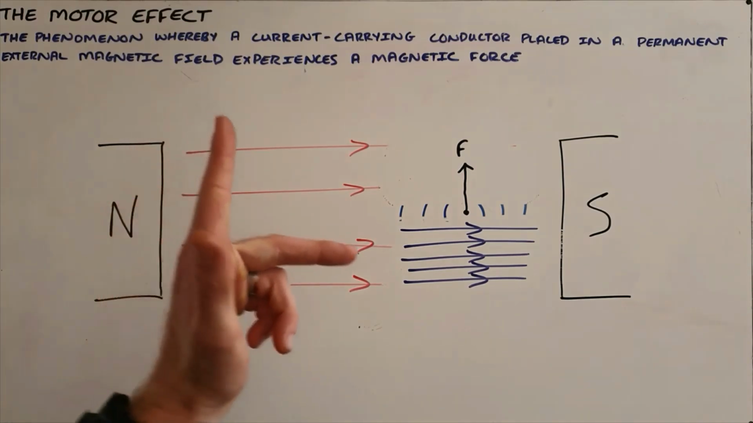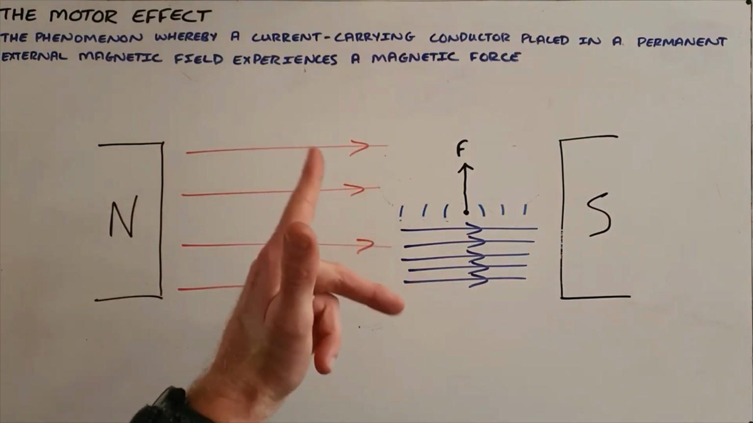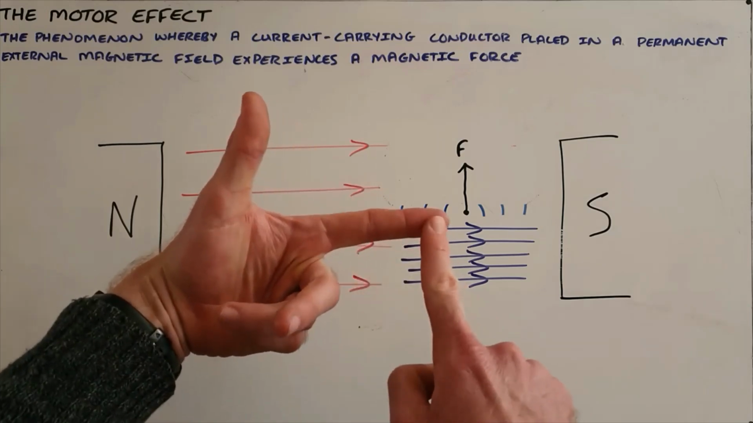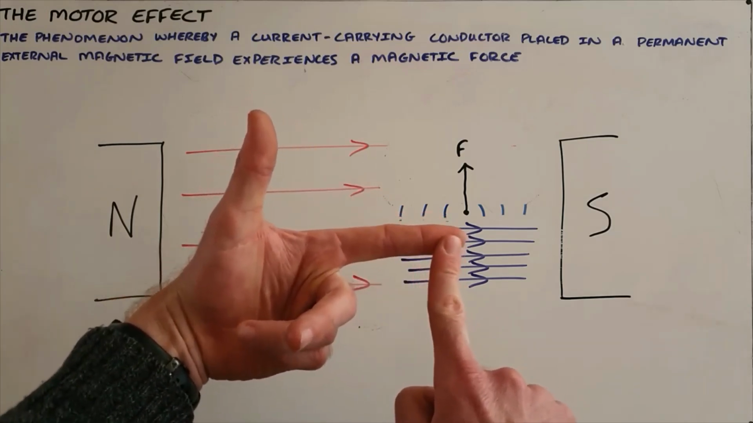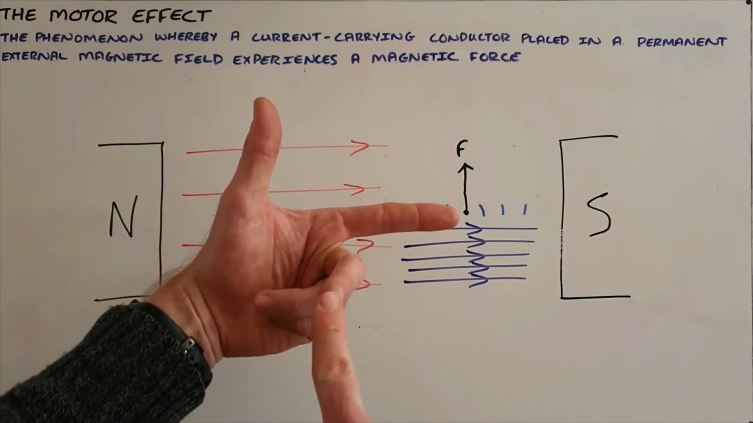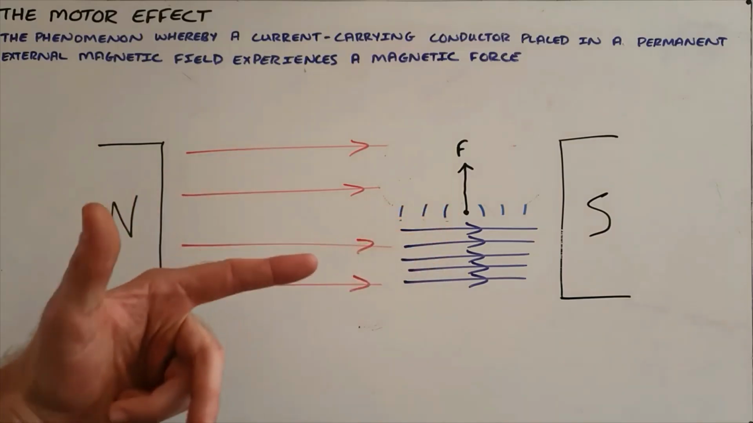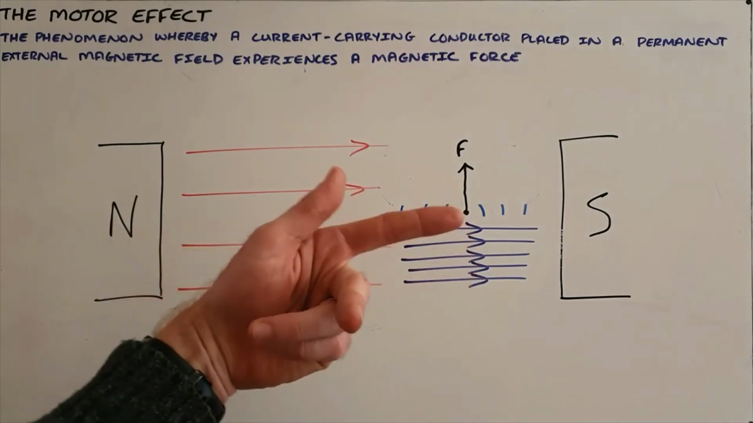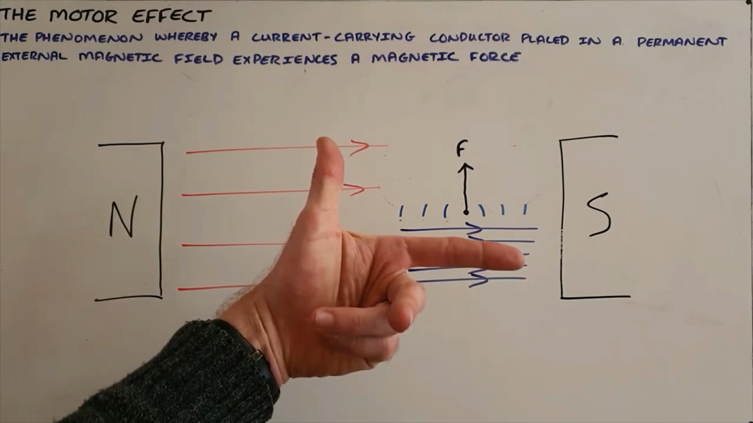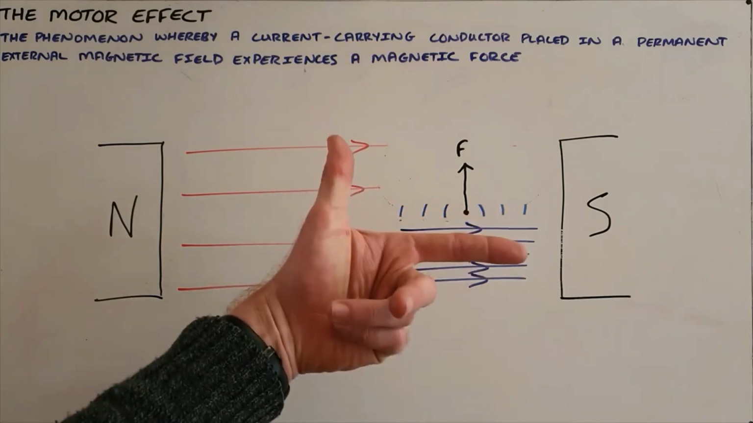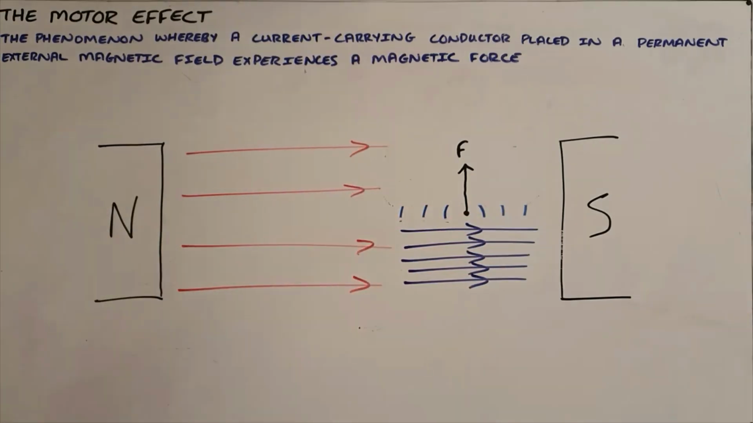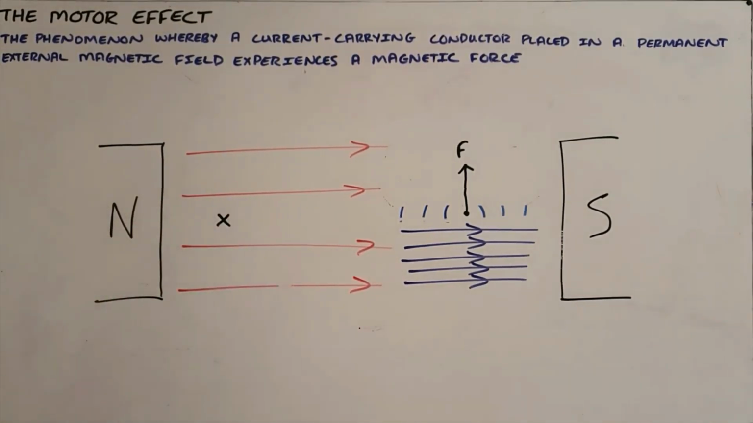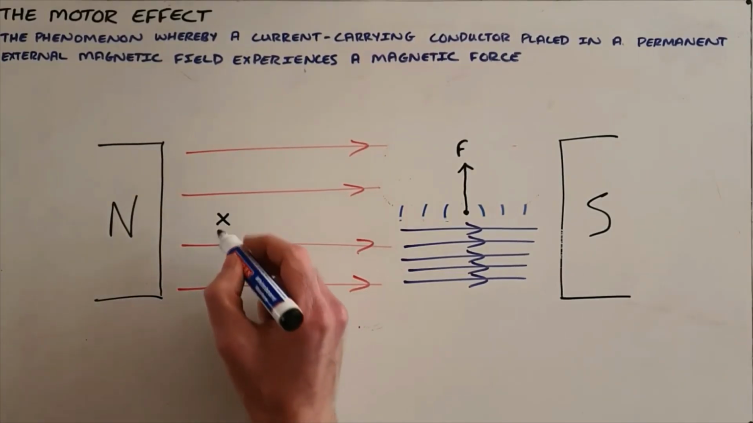The left-hand motor rule is used with our fingers placed perpendicular to each other, where our thumb represents the force, our index finger represents the magnetic field, and our middle finger represents the current. And so what we can do is point our index finger in the direction of the magnetic field, our middle finger in the direction of the current, and our thumb shows us that the force on this conductor is then upwards.